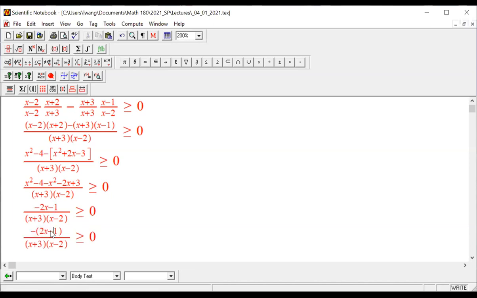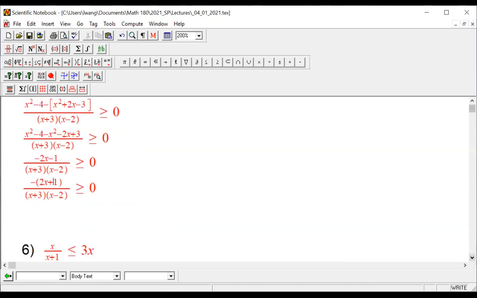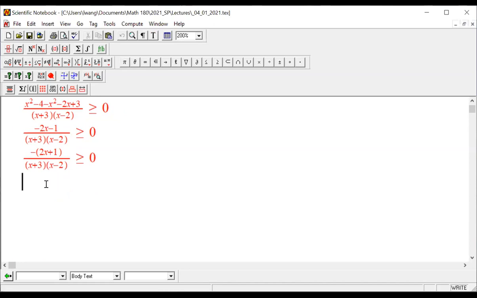You know what I'm going to do next, right? Factor this out. Okay, and I'm going to divide both sides by -1. Divide by -1 and switch the direction of the inequality sign. So I believe this is the simplest I can get. Do you agree?